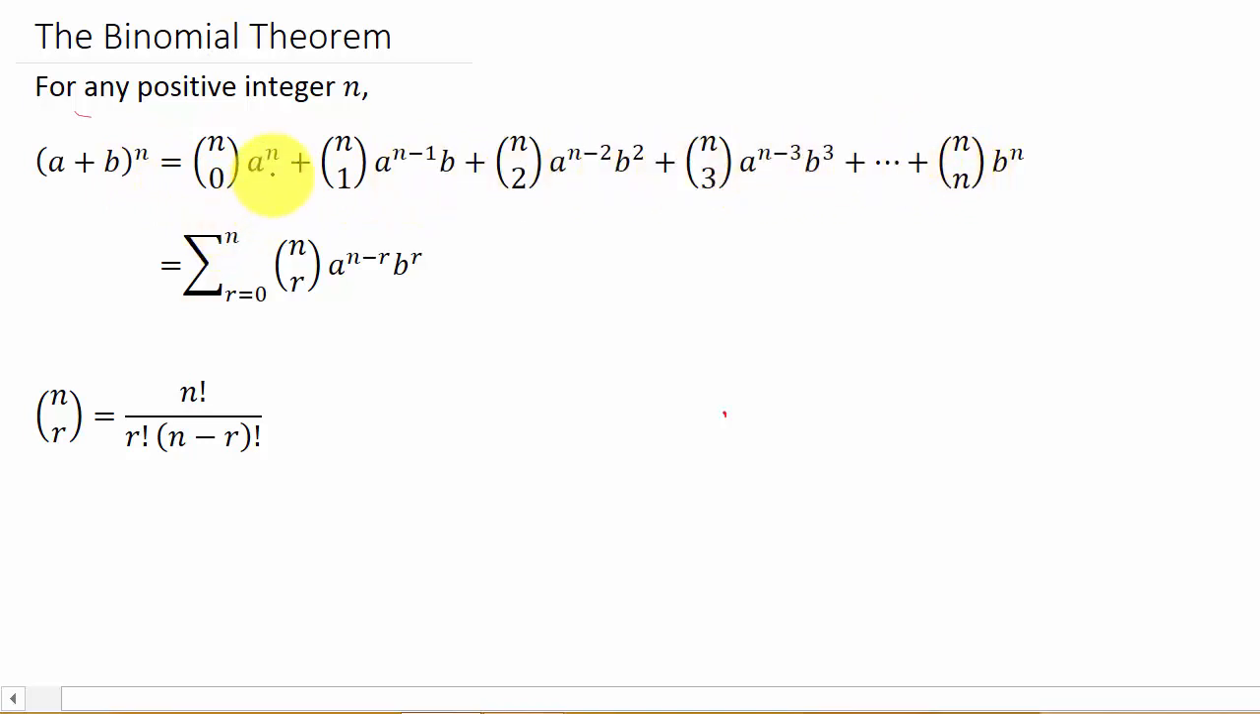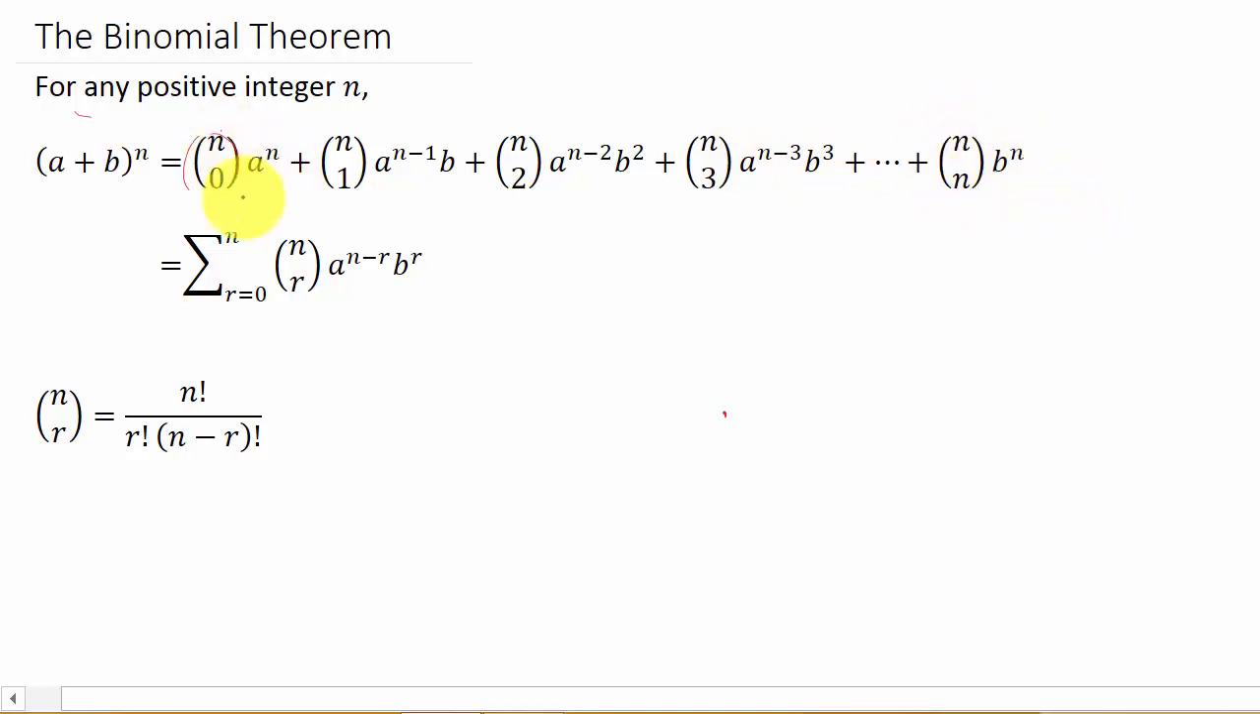Okay, so it's n choose 0. This is a combination. Okay, this represents combination. Combination n choose 0 times a to the n, plus combination n choose 1 times a to the n minus 1 times b, plus combination n choose 2 times a to the n minus 2 times b squared, and so on, all the way until this term here gets to n.